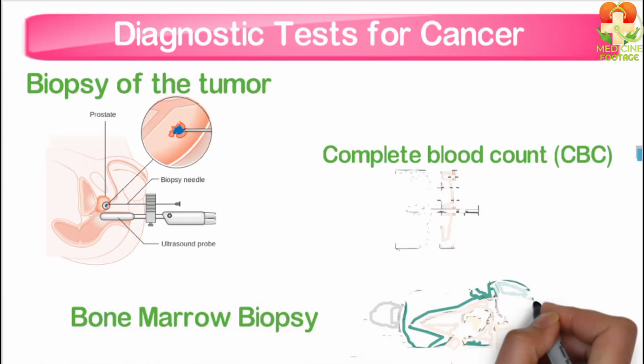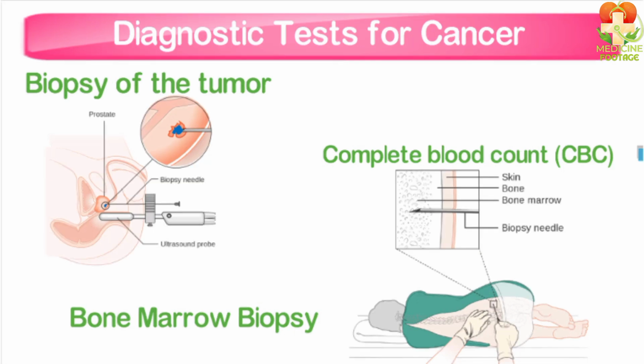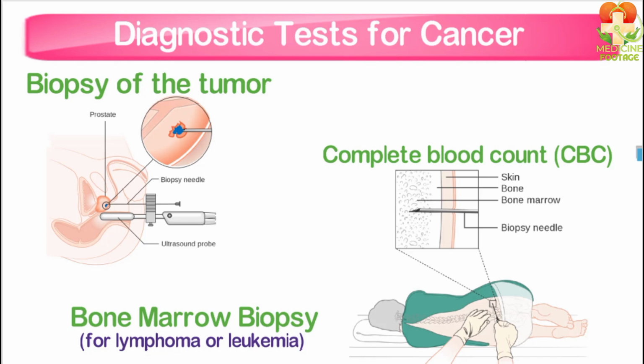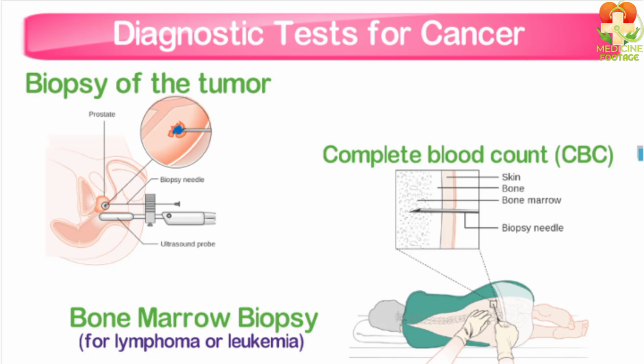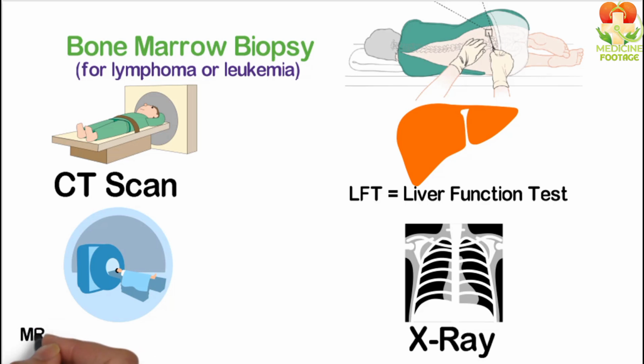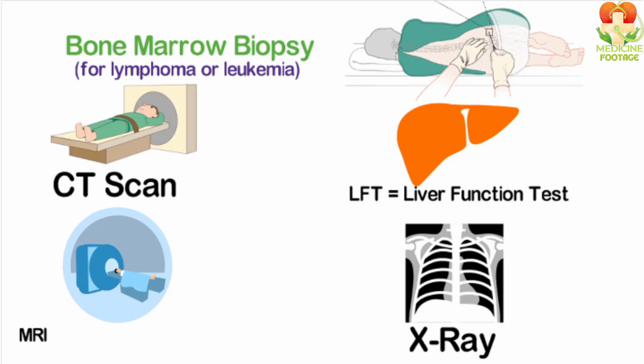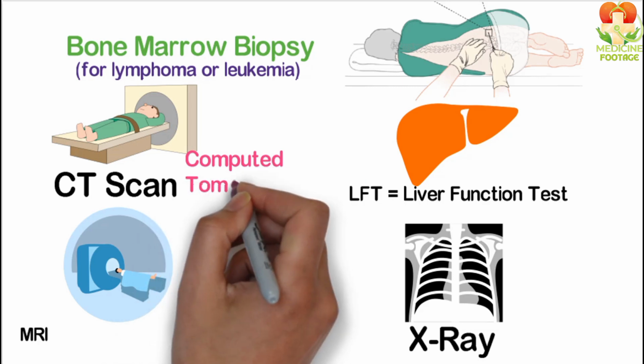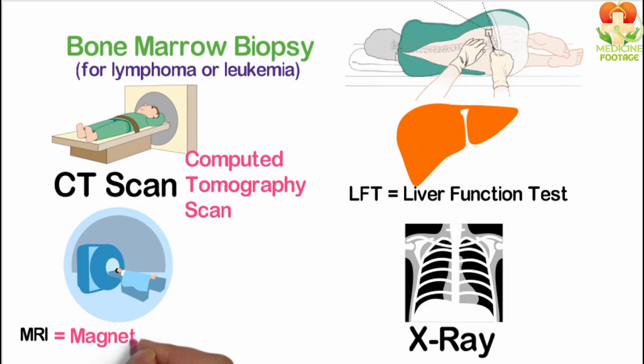Number 3, bone marrow biopsy. But for which type of cancer do we do bone marrow biopsy? Mostly either for lymphoma or for leukemia. These are the two types of cancer. I have already told you about them. Apart from this, we do CT scans, liver function tests, X-rays, MRI scans. So all these tests we do for confirmation of cancer. The full form of CT scan is computed tomography scan, and the full form of MRI scan is magnetic resonance imaging scan.